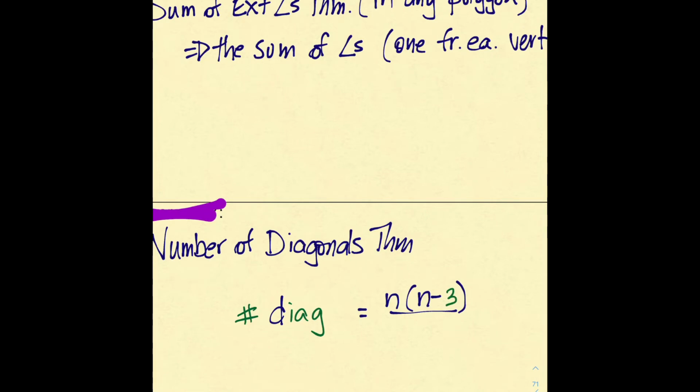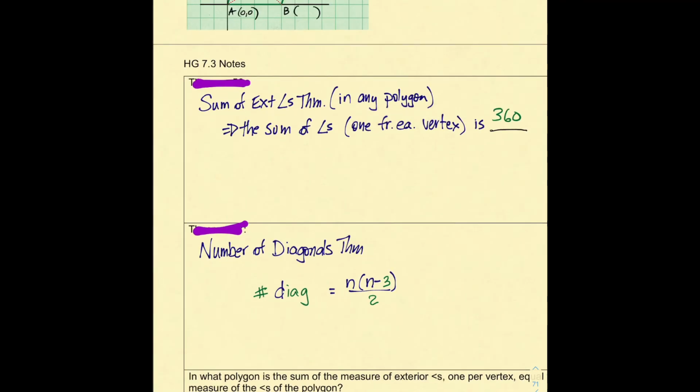Then we take n times n minus 3 divided by 2. All right.